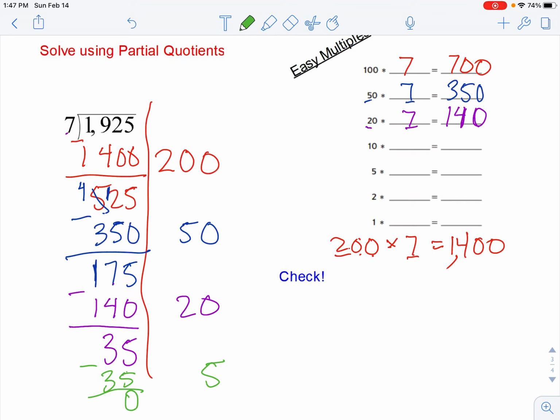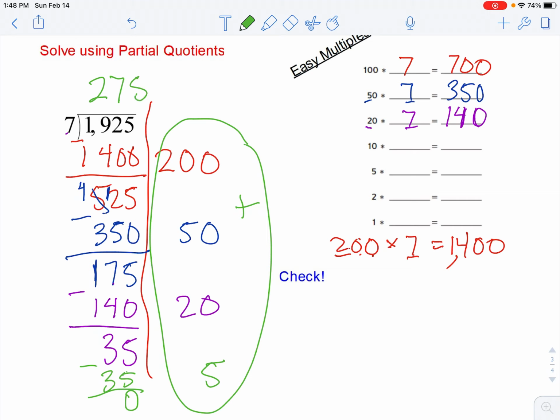And my final step, what am I going to do with all these partial quotients over here? Add them on up. So 275. Well done. You solved with a quotient in the hundreds. Let's check to make sure we did it correctly. How would you set up this check? If you said that you're going to take 275 and multiply by 7, you are correct. Let's hope we get back to our dividend.